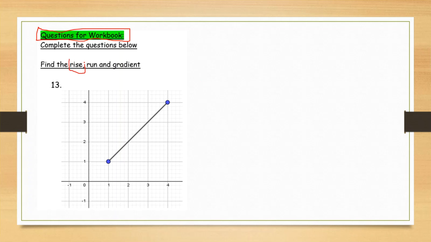The rise is the vertical part, so we go from this point to this point, so you could think about it here. You could go over here as well. Basically we're trying to make a right angle triangle, so you could do that part. So the rise is 3. Run is the horizontal part. This is the run, which is also 3. So gradient equals rise over run, 3 over 3, which is 1.